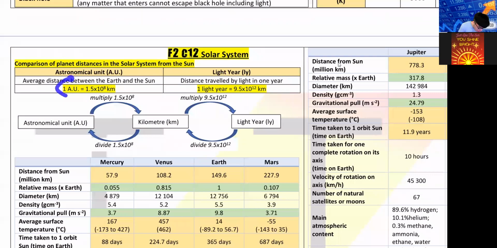For example, 1 AU is the distance between the Earth and the Sun. So from the Sun to Earth, you can either write 1.5 times 10 power of 8 km, or you're just very lazy. "Sir, I don't want to write this long." Then you just write 1 AU. People will understand.